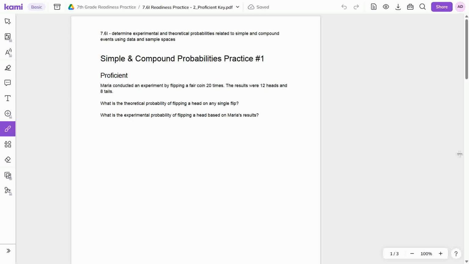Today we are looking at the 7th grade concept of simple and compound probabilities. This is 7.6i Readiness Practice, the Proficient version.